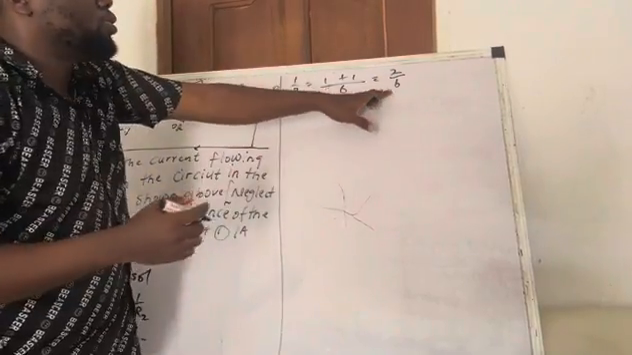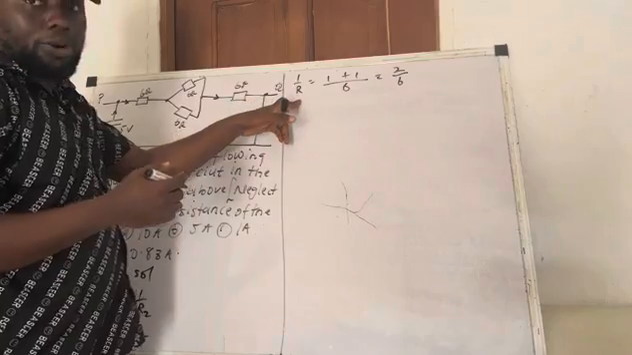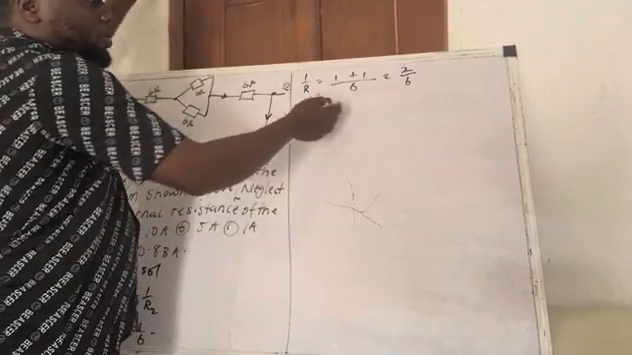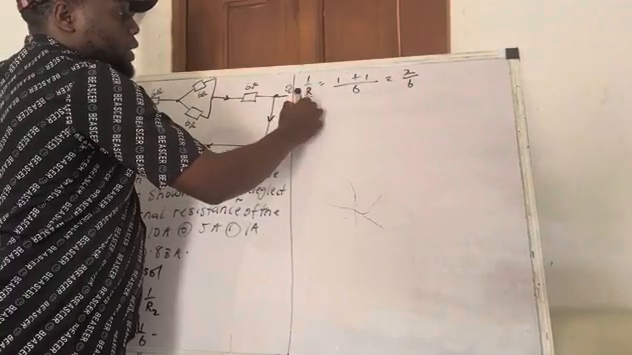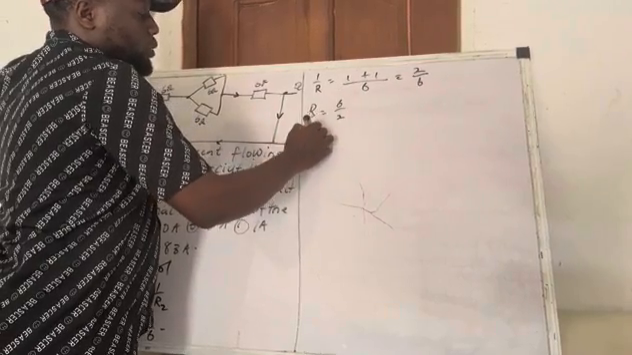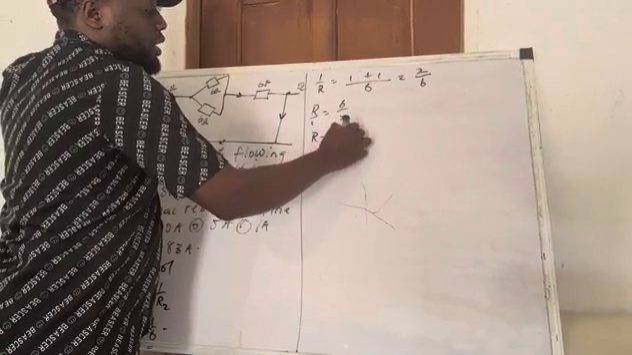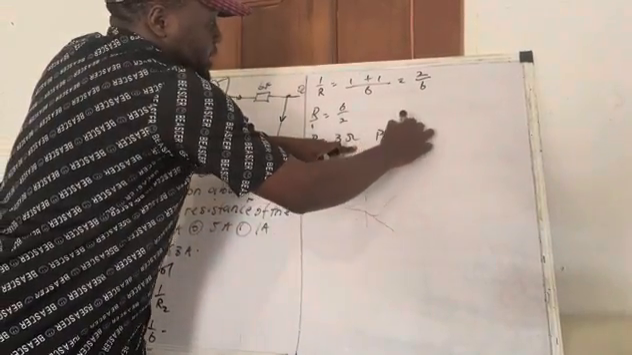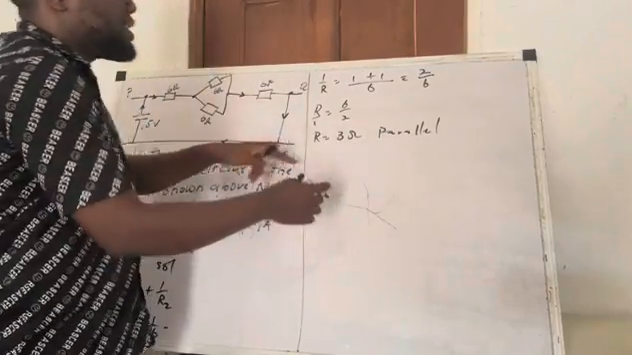Now this is not what we are looking for. We are looking for R in the parallel connection, not 1 over R. So therefore we take the reciprocal, and if we do that, we have R over 1 equals 6 over 2, which is the same thing as R equals 3 ohms. So this is the answer for the parallel part.